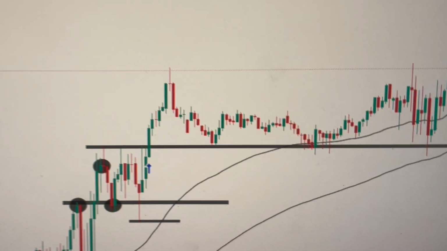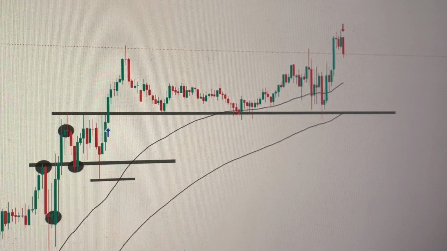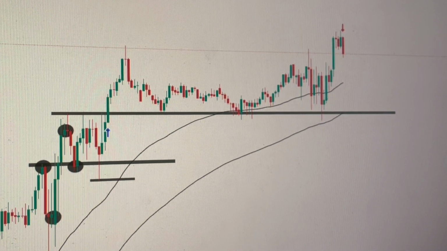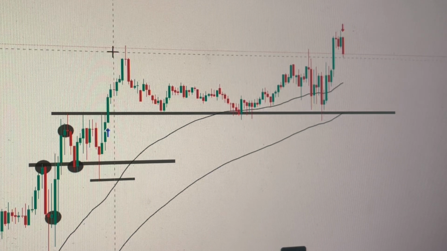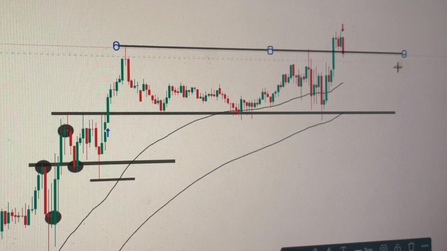You know what I'm saying? That's how you do it. That's results. That's how simple trading could be. And you keep doing the same thing. You keep repeating the same process, rinse and repeat.